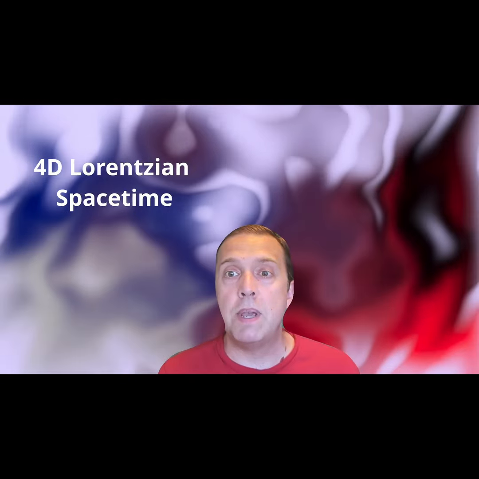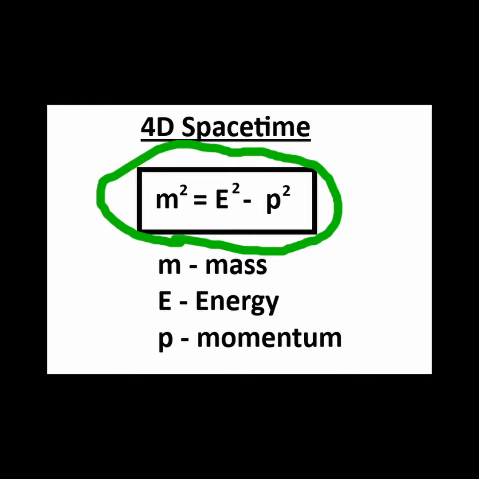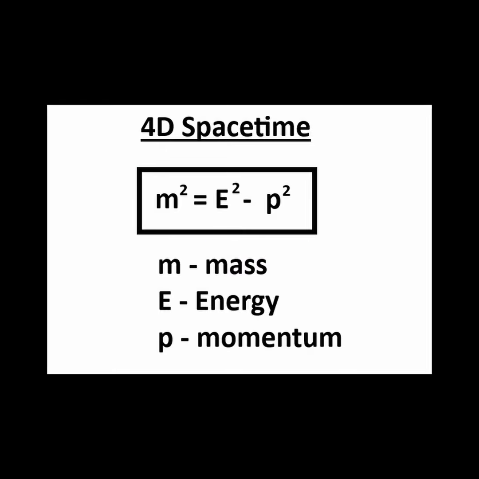In our world, which is in four-dimensional Lorentzian spacetime, there is one elegant relationship that links the mass, momentum, and energy of an object. This relationship is: the mass squared is equal to the energy squared minus the momentum squared. Notice that mass is constant, so if the momentum of an object goes up, that means the energy of the object must also go up to ensure that the same value is held for mass. If momentum goes down, that means that the energy of the particle must also go down.